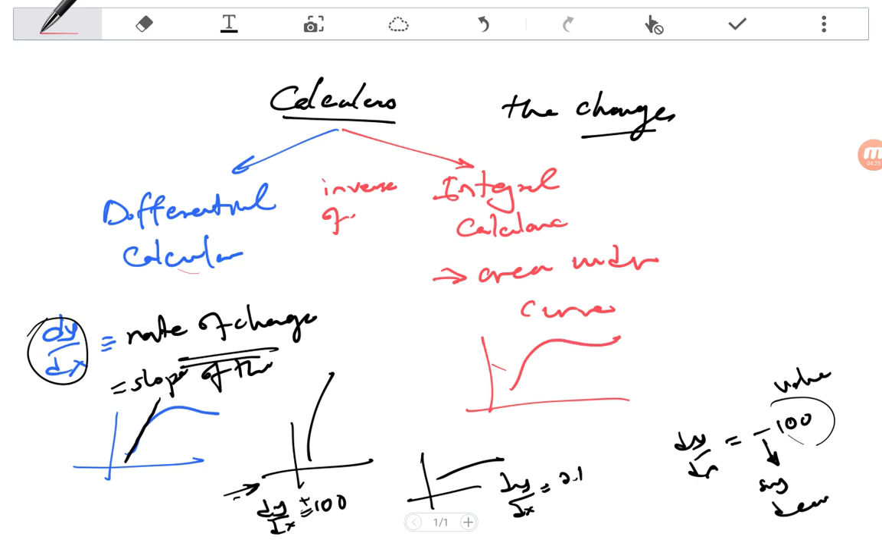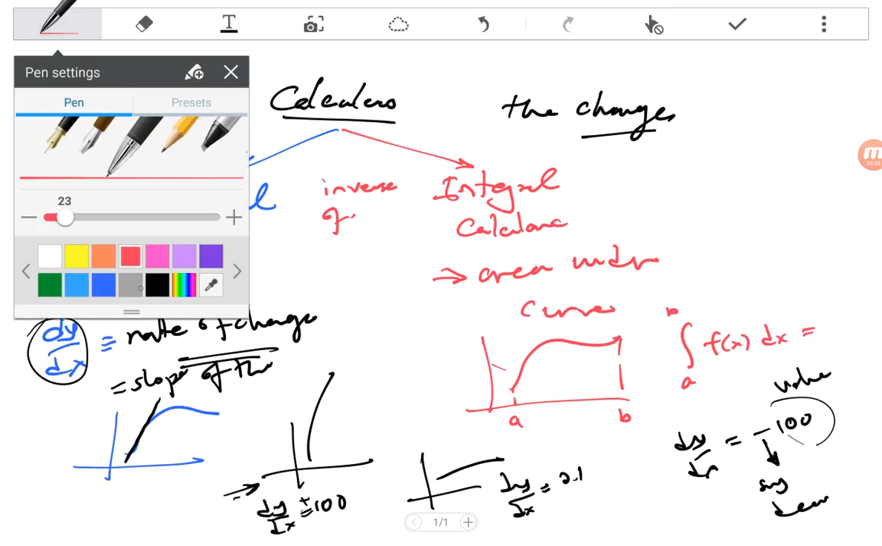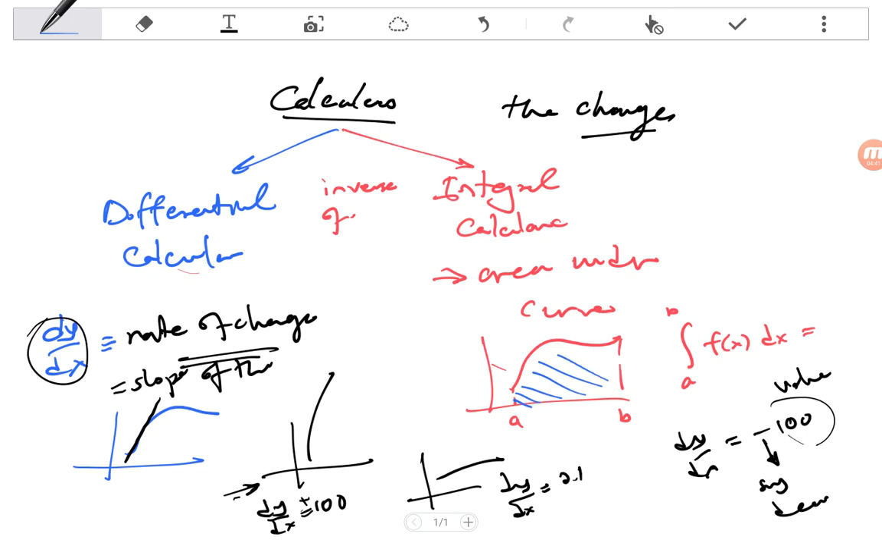So if I have some curve like this from A to B, I will say that the integration from A to B of f of x dx is exactly the value of this area, the area under the curve. Why is the area significant to us? The area is important, and it has many applications. For many applications we need the area under the curve, as we needed before the slope of the tangent.